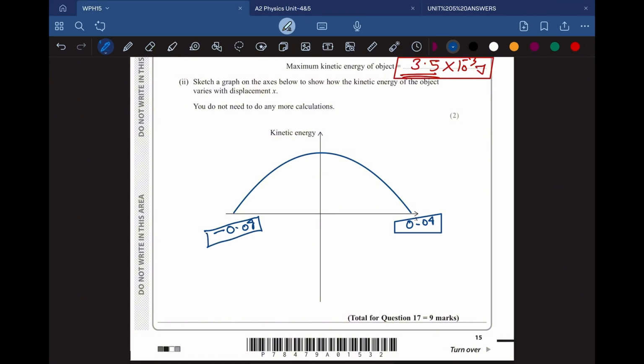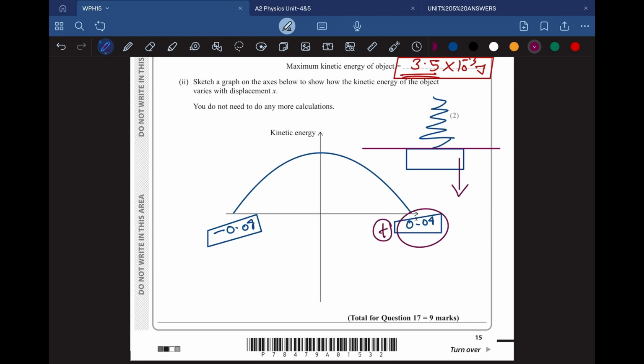Why have I written the positive displacement and the negative displacement? Because let's think of it like this. Let's draw a spring right here. This is the spring, and this is the mass. Now if you take this mass downward from its equilibrium position, the mass will go down. When the mass is going down, its displacement is increasing, right? Its displacement will be positive.